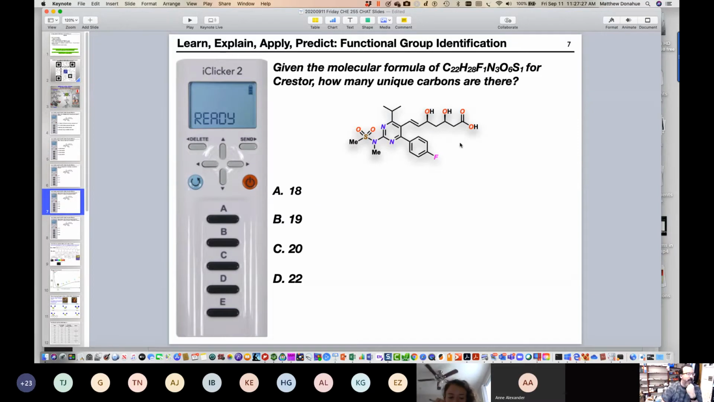I want you to understand that if you look at this carbon here and that carbon there, they're both bonded to OH groups, but they're different carbons. And they're different because they don't have any symmetry involved. Hopefully that's clear. Any questions before we do the next one?